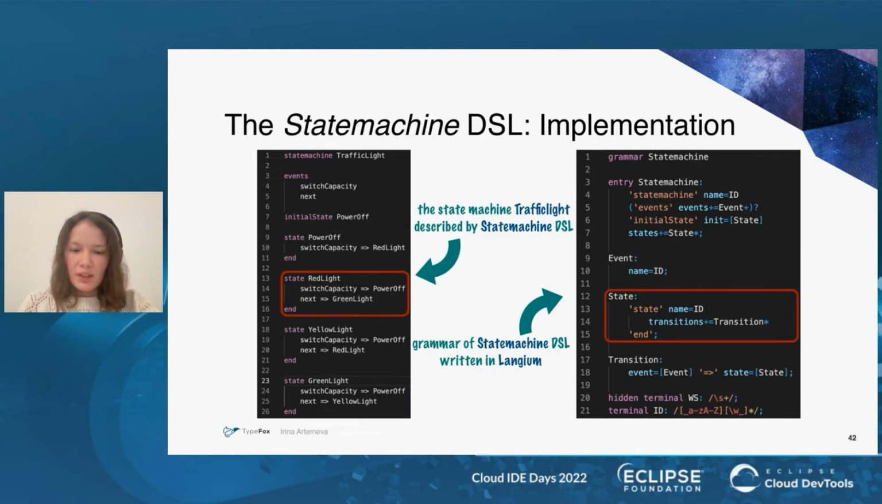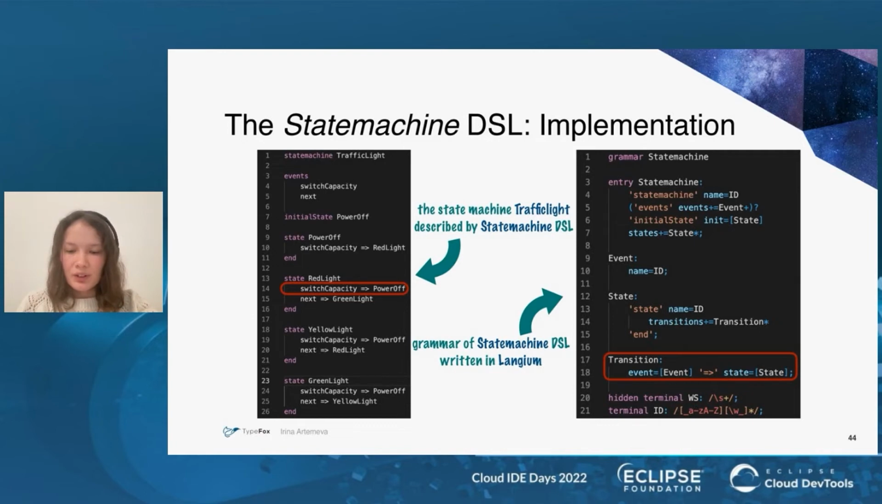Each state is described by the concrete parsing rule state, where we can see two keywords, state and end, one assignment name and one array assignment transitions. And inside we see also the transitions list, where each transition is described by the parsing rule transition.